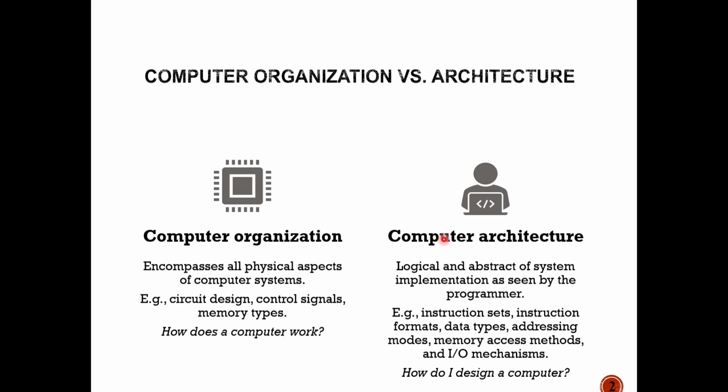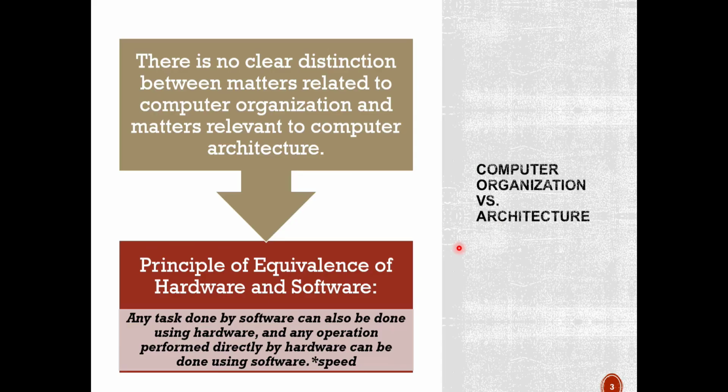But the difference with computer architecture is it's the logical and abstract view of a system that is seen by a programmer. So this type of stuff is like instruction sets, formats, data types, addressing modes, memory access modes, and IO mechanisms, which is just the input output mechanisms, how a computer is receiving input and what it's outputting. So the question computer architecture asks is, how do I design a computer? But there's not really a clear distinction between these two, computer organization and computer architecture.